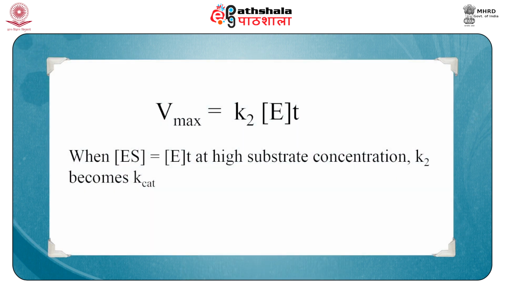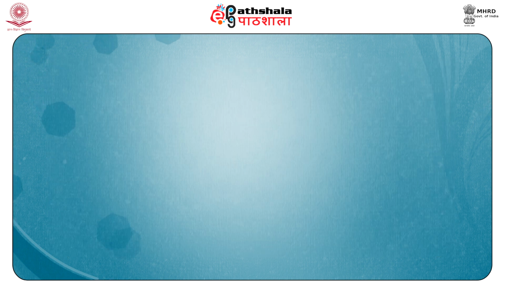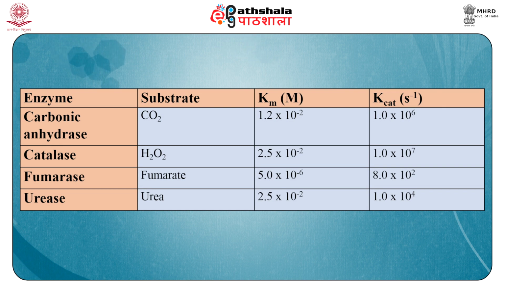The catalytic rate constant is Vmax equal to K2 into Et. When Es is equal to Et at high substrate concentration, K2 becomes Kcat, or the catalytic rate constant. A survey of the table suggests that low Km, which indicates high substrate binding affinity, does not necessarily translate into high Kcat. Let us look at the table.